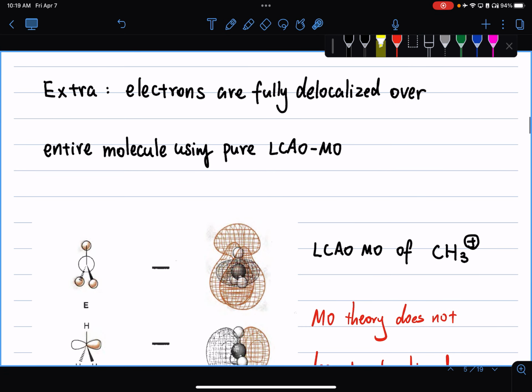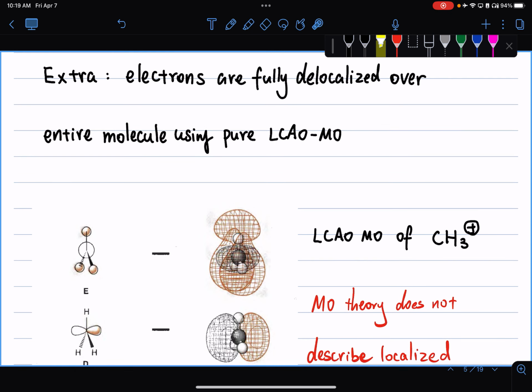The last thing here is we say that LCAO-MO is very useful because we can talk about diatomic molecules like H2, O2, N2, etc. But in organic chemistry, we rarely use LCAO-MO to talk about the sigma bonds in between atoms, and here is why. In LCAO-MO, electrons are fully delocalized over the entire molecule.